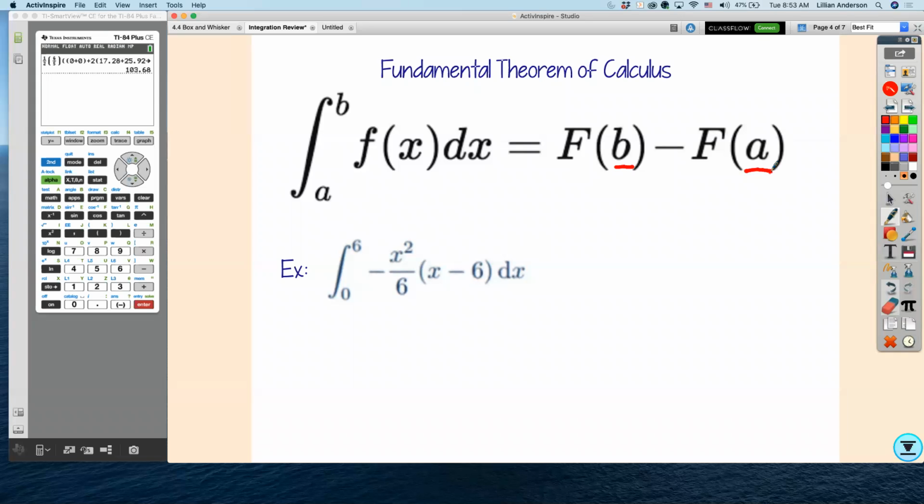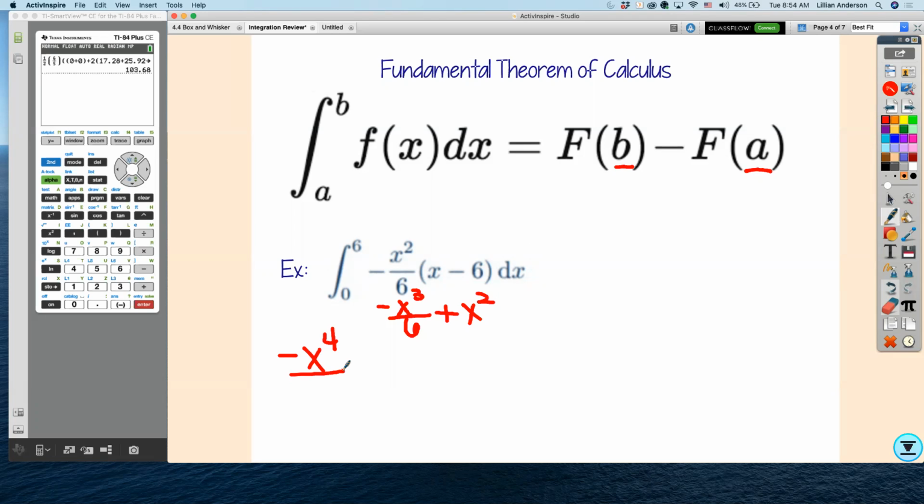Okay? Here's an example. The integral from 0 to 6 of negative x squared over 6 times x minus 6 dx is asking you to find the area of this curve from 0 to 6. Algebraically, I will want to distribute to have negative x to the third over 6 plus x squared dx. I would take the antiderivative, which means I add 1 to the exponent and then divide by my new exponent. What's 3 plus 1? 4. When I divide by 4, there's already 6 down there.